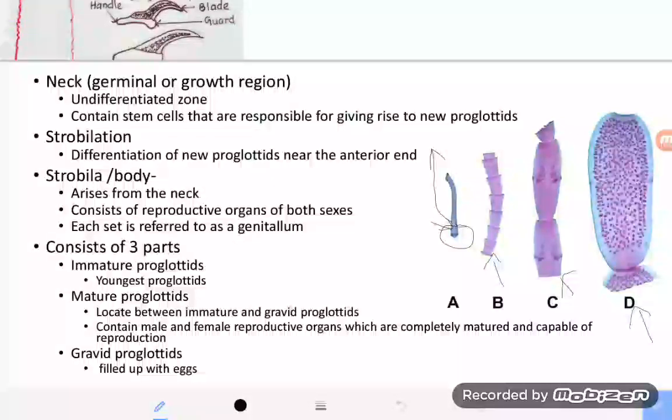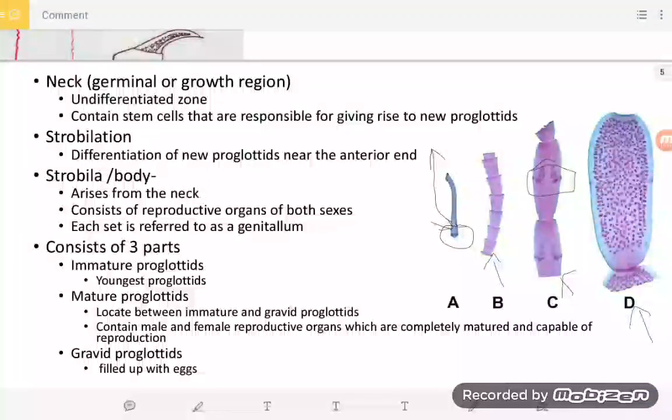So here you can see the reproductive organs, right? Then the gravid proglottids, they fill up with the eggs. So after the reproduction, the gravid proglottid is filled with the eggs.